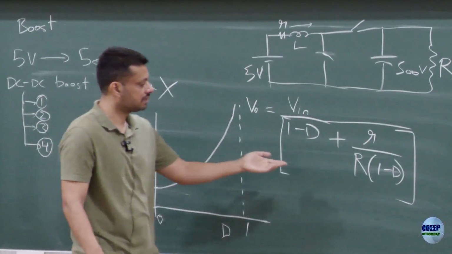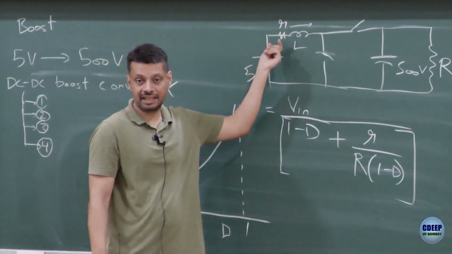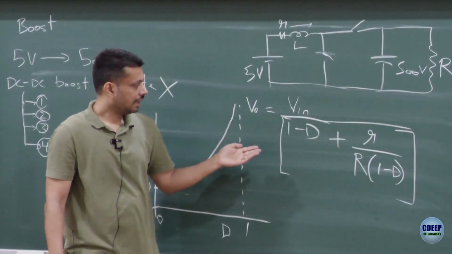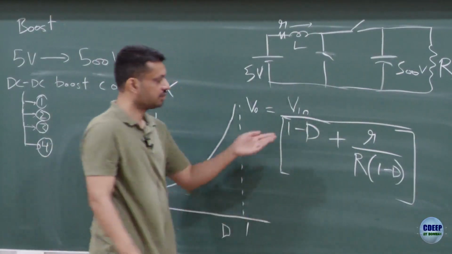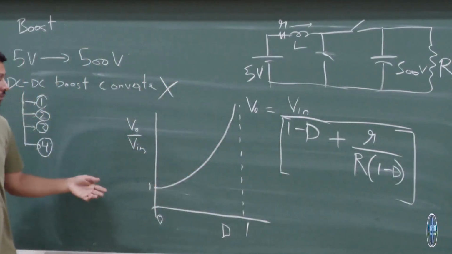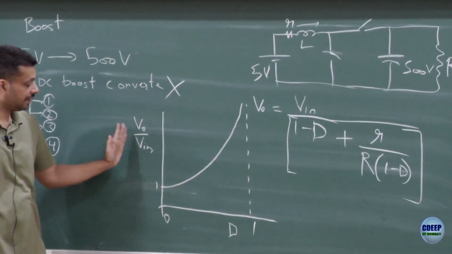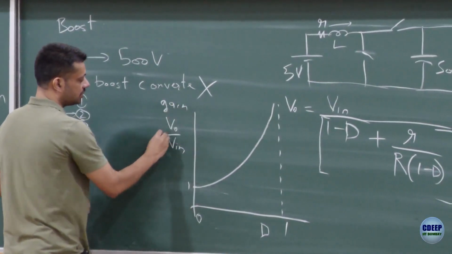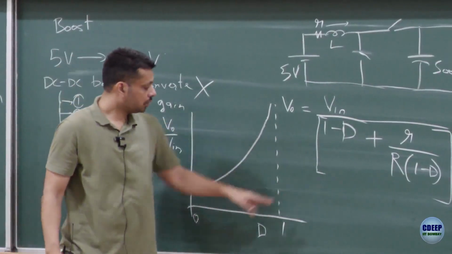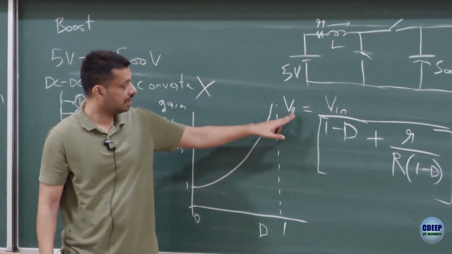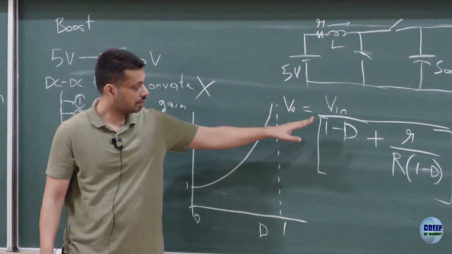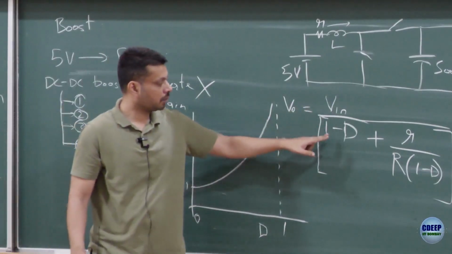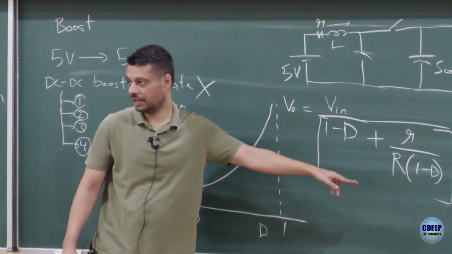But what the presence of this resistance does is transform the relationship to this one, which is the real expression, and your curve between gain and duty cycle changes, right? At D equal to 0, what is the output voltage equal to? It will be Vin upon 1 plus r by R, right?